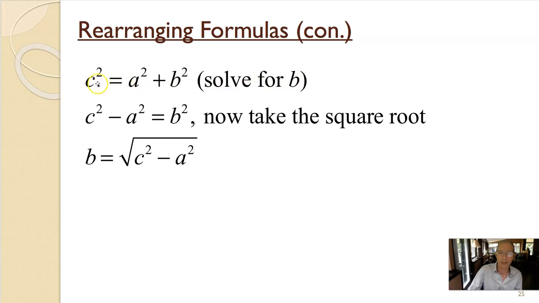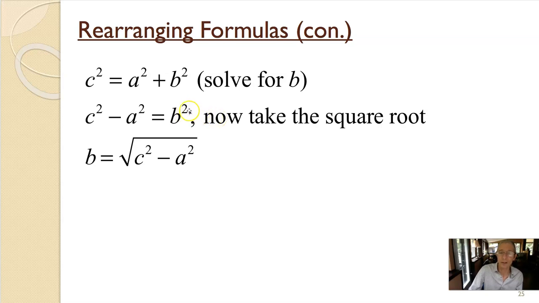So we've got our C squared. A squared is being added to B squared. So we're going to subtract it from the C squared, as we see here. And then, so that equals B squared. So now, and we're going to do this in more detail next week when I talk about quadratic equations, the opposite operation of squaring a value is taking its square root.